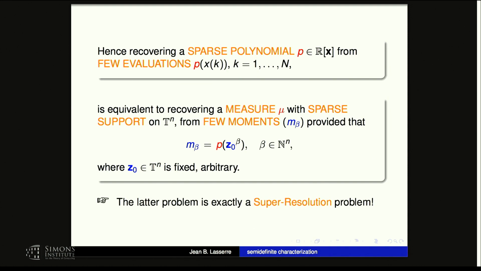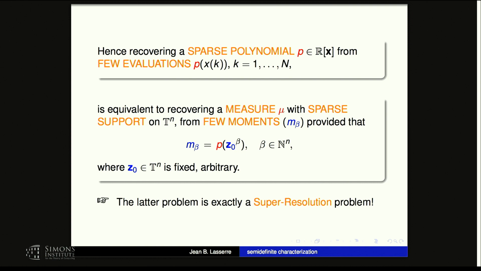And if you want to recover a sparse polynomial p from few evaluations p(x_k), this is exactly equivalent to recovering a measure mu with sparse support on the torus from few moments. So you have your moments m_beta, which are the evaluations at the power beta of z0, and you want to retrieve your measure on the n-torus from the knowledge of these moments. But this is exactly what super resolution is doing, right?